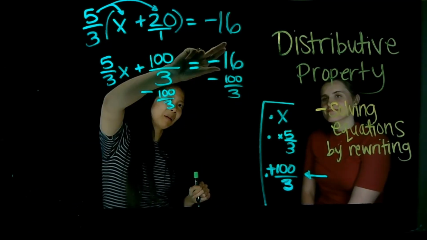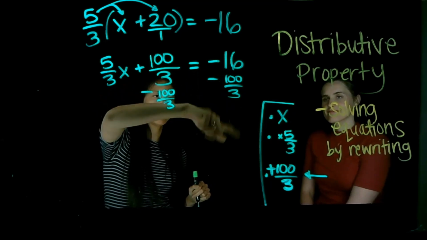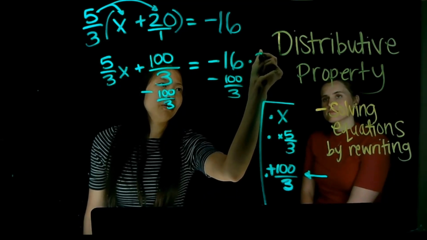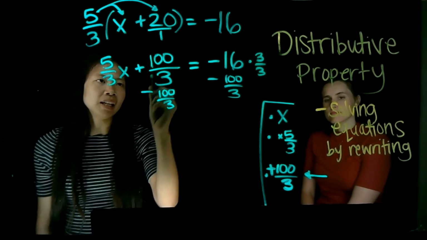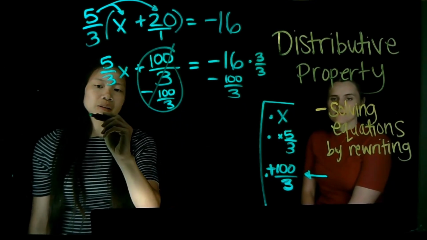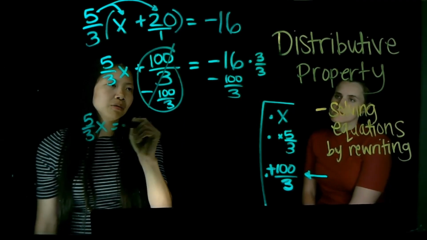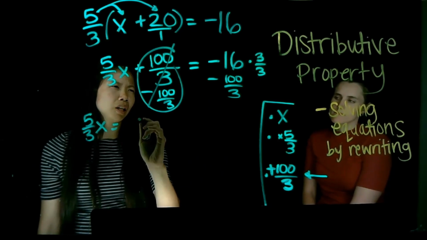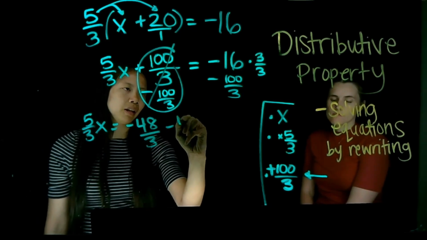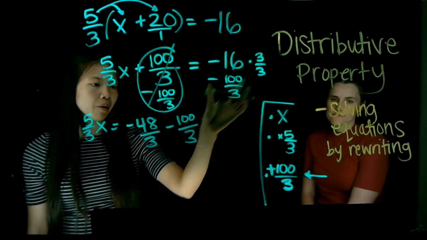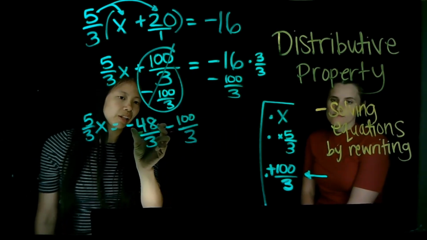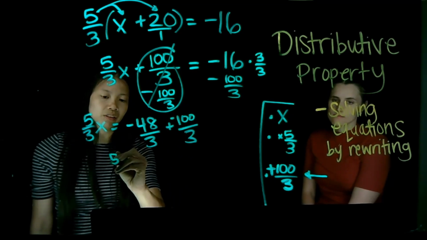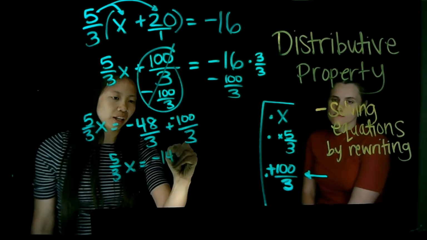So we can type this in our calculator, negative 16 minus 100 divided by 3. Or we could also change this so it has a denominator of 3. So we could multiply this by 3 over 3. And now this is a 0 pair over here. So now we have 5/3 x equals negative 16 times 3, which is negative 48 over 3, minus the 100 over 3. And now because our denominators are the same, I can just subtract across. So negative 48 minus 100 is the same as adding a negative 100. So this is 5/3 x equals negative 148 over 3.